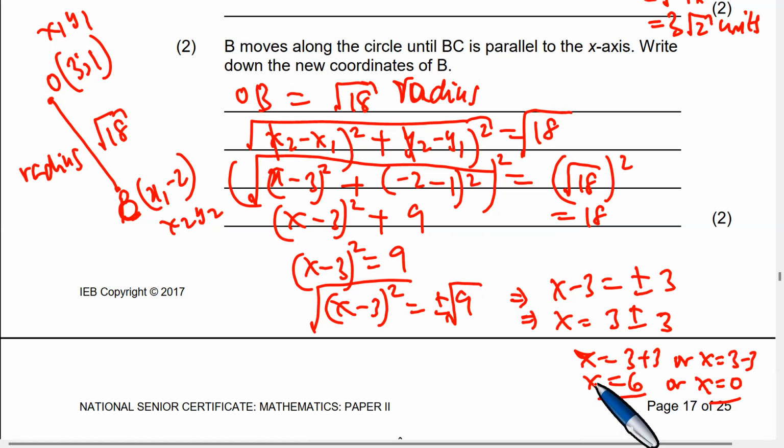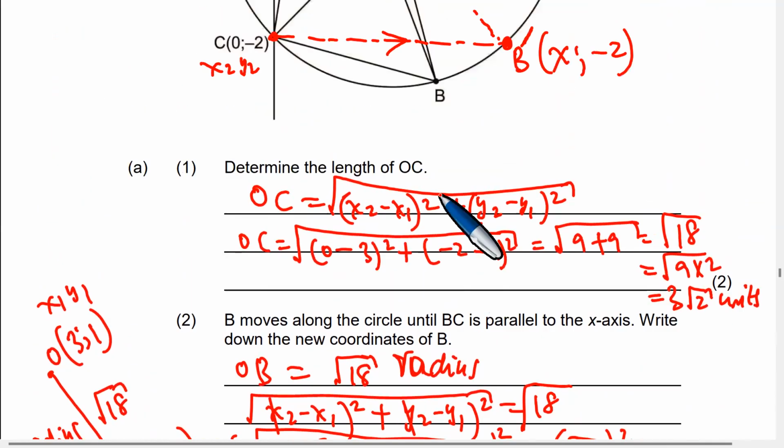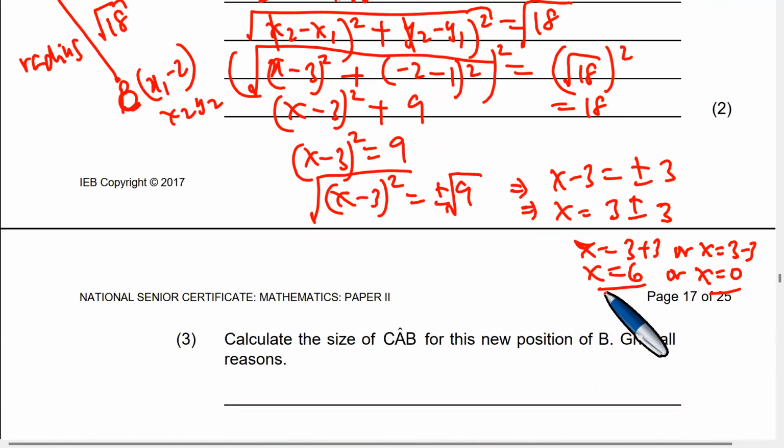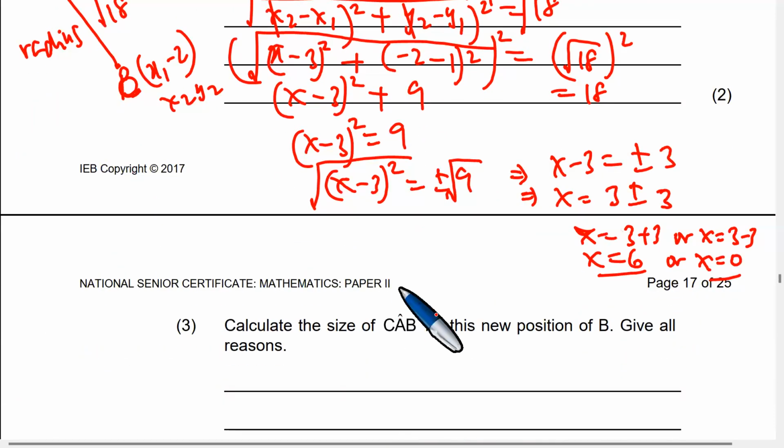Why can't it be 0? Because the point B is not an intercept, so it can't have any coordinate 0. It's just in the middle of space. So therefore, the new coordinates of B, which I'm calling B primed, are 6 and minus 2.